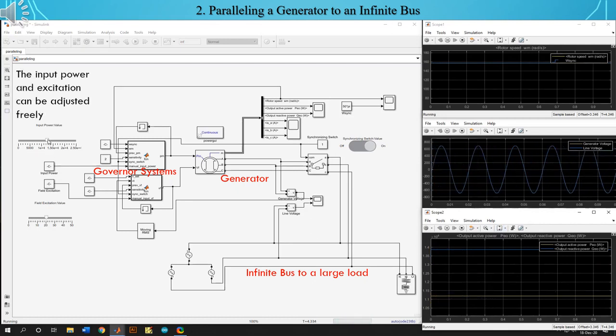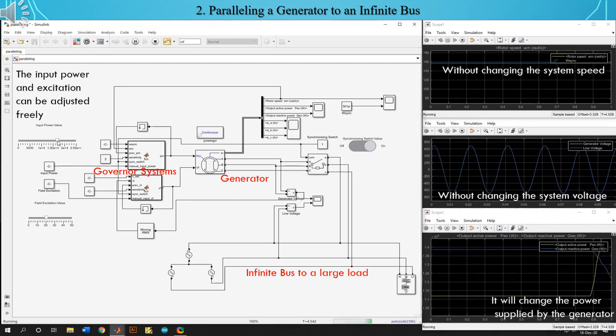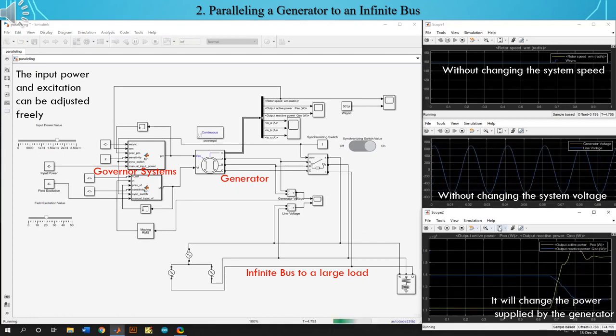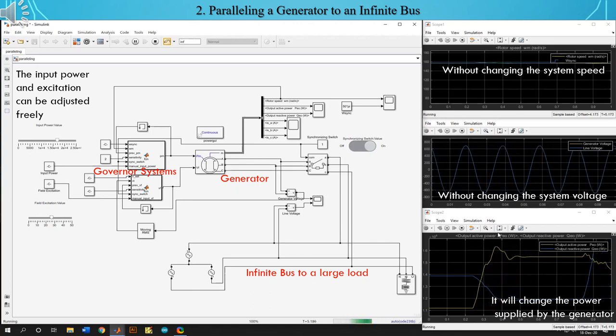And now we can vary output active and reactive power by varying input power and field voltage of synchronous generator according to our demand, keeping frequency and terminal voltage constant.